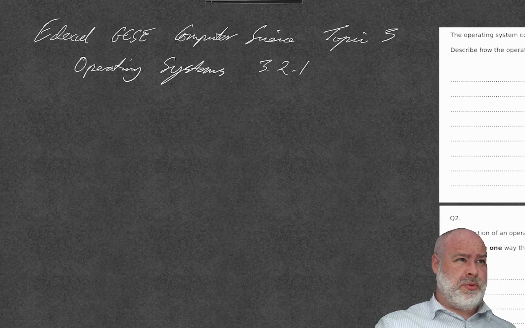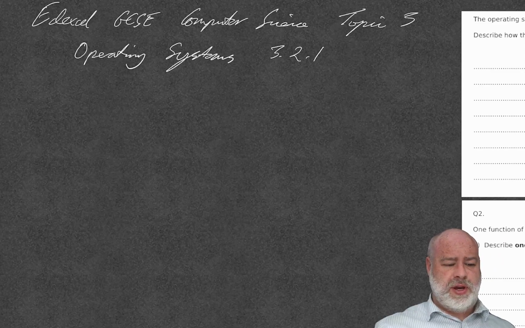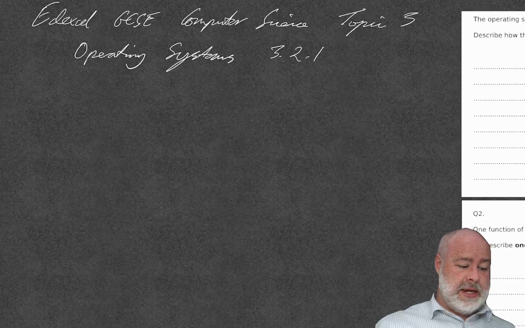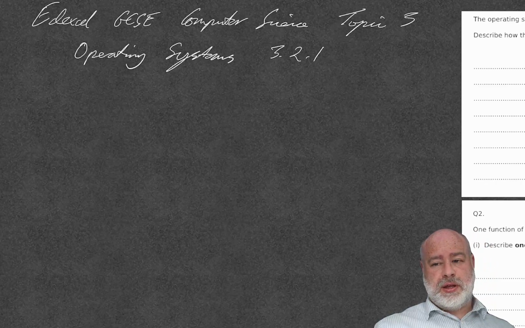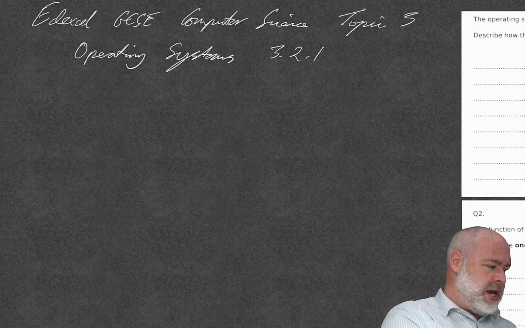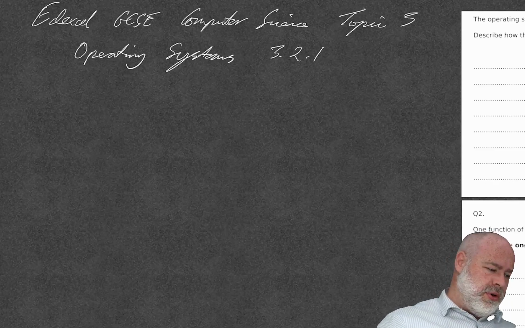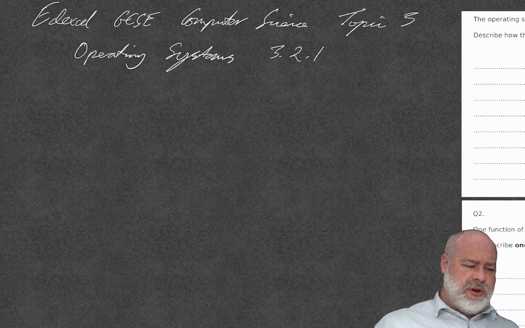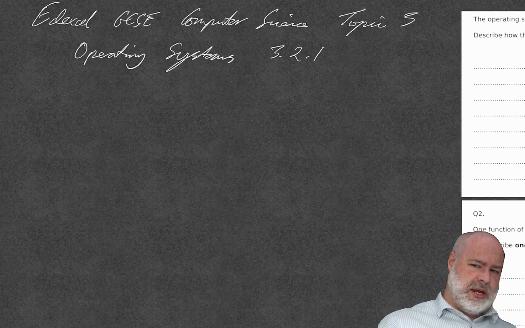We're going to be looking at operating systems, which is part of topic 3, computers. The specification code is 3.2.1 and it's Edexcel GCSE Computer Science specification. So operating systems, there's a fair amount of vocabulary that we need to learn here, but let's just talk about what they are in general.